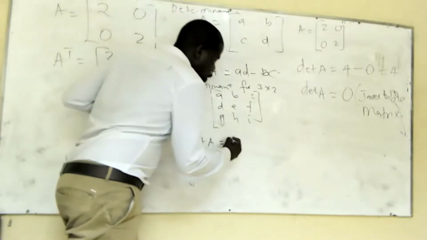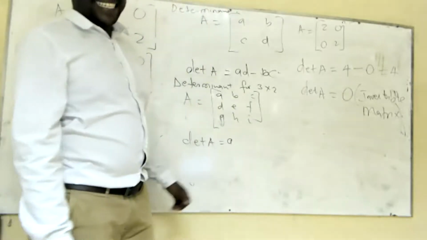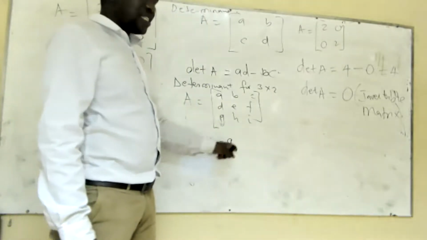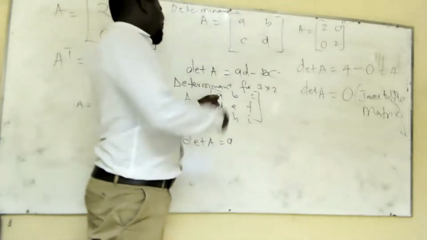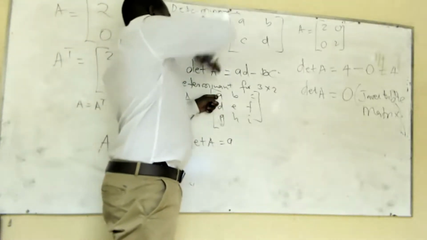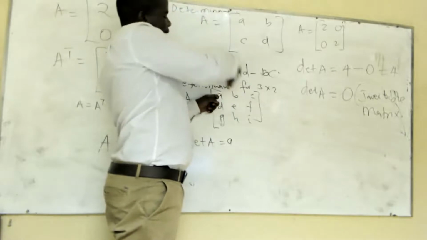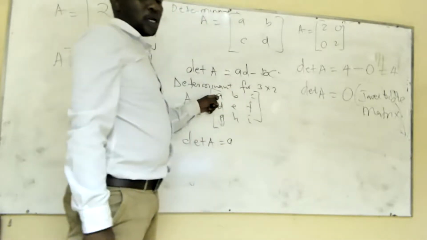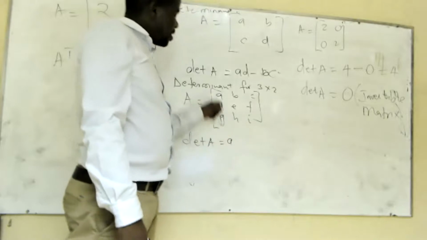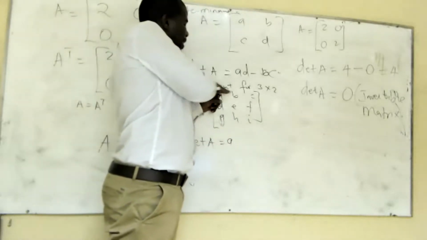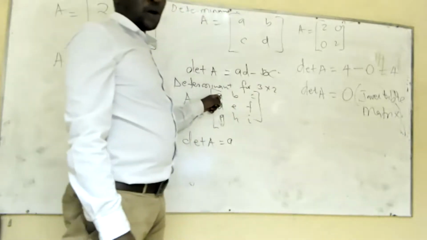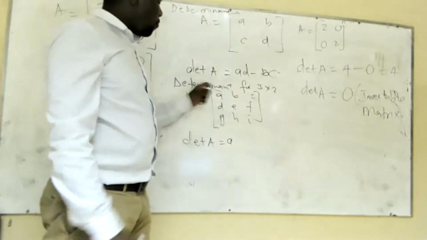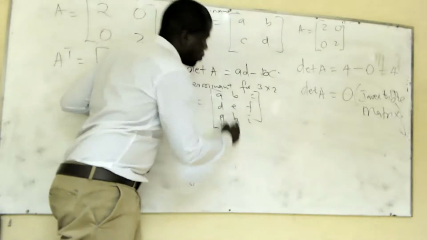So now we hold the first entry. After holding the first entry, this first entry is going to hold the first row and the first column. If we hold A, the A is going to hold all the entries on the first row and all the entries on the first column, of which we are going to be left with what?